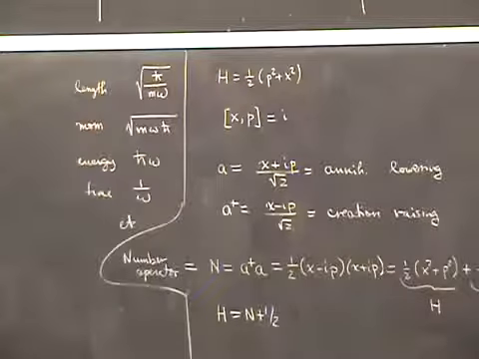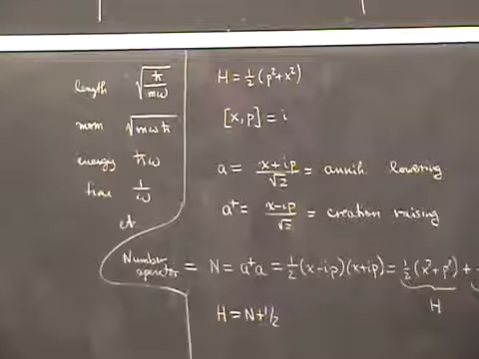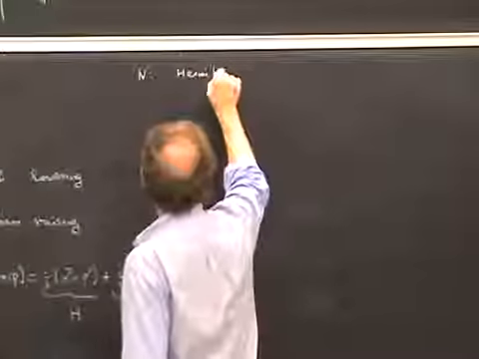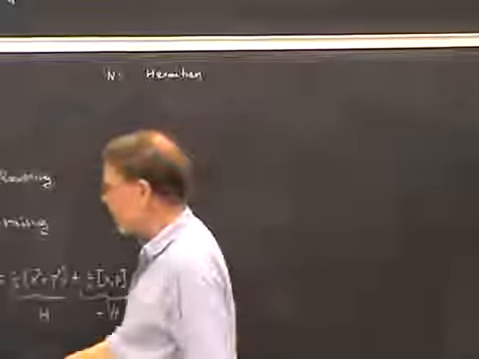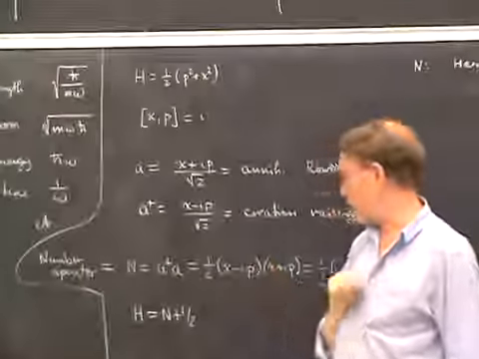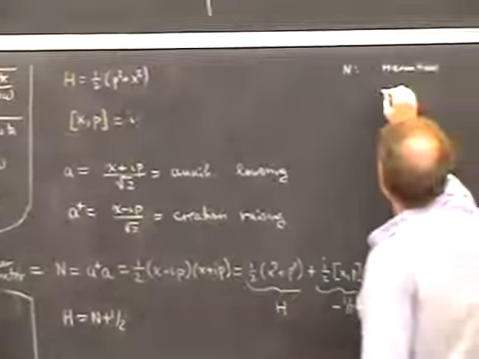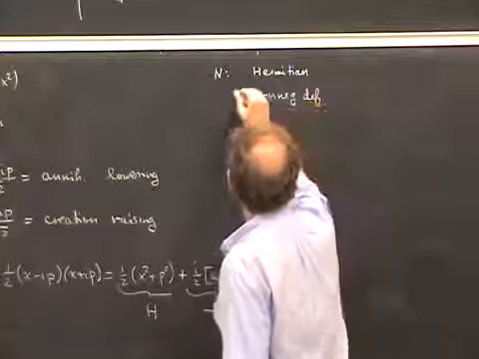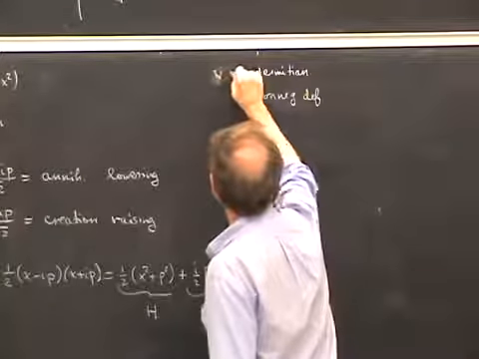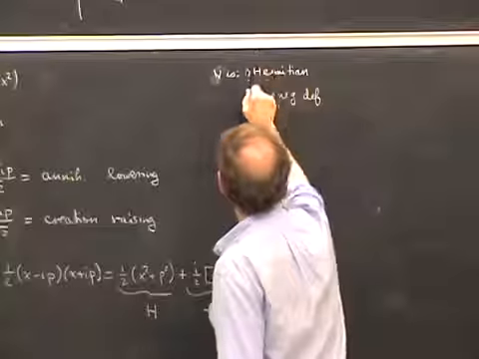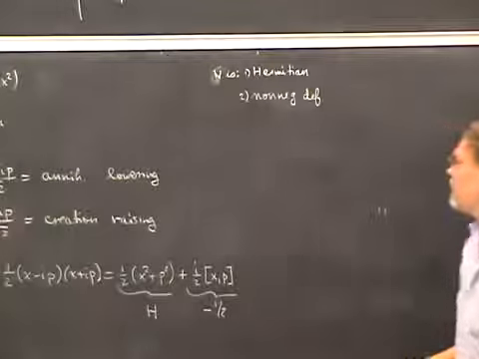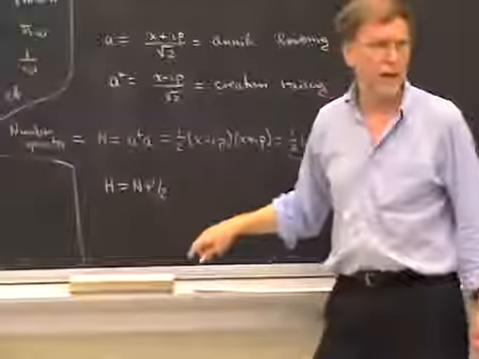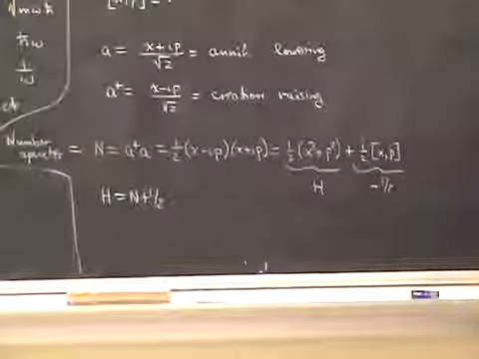The number operator has some properties. First of all, the number operator is Hermitian, which is obvious: if I take its Hermitian conjugate, it just goes into itself. And it's also non-negative definite. So n is, one, Hermitian, and two, non-negative definite. The fact that it's non-negative definite means that the eigenvalues of the number operator are non-negative. They can be positive or 0.